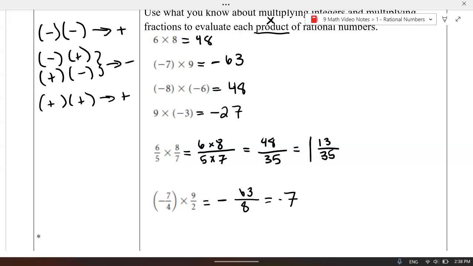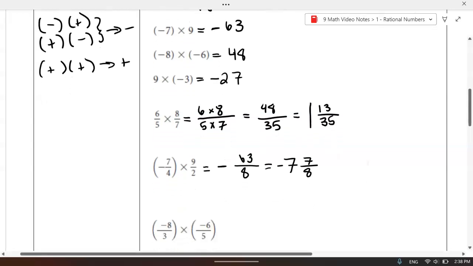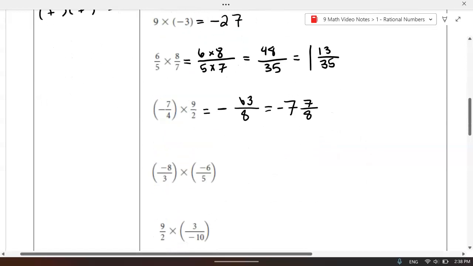I want to make sure that my answer here is negative, so I'm going to put the negative out in front. So negative 7, and then 8 times 7 is 56. The difference between 56 and 63 is going to be 7. So I'm left with 7/8. Another way that I just did it quick in my head, I'm like, 63 is 1 away from 64. 7 over 8 is 1 away from it being a whole. I don't know if that makes sense to you, but it does in my brain.